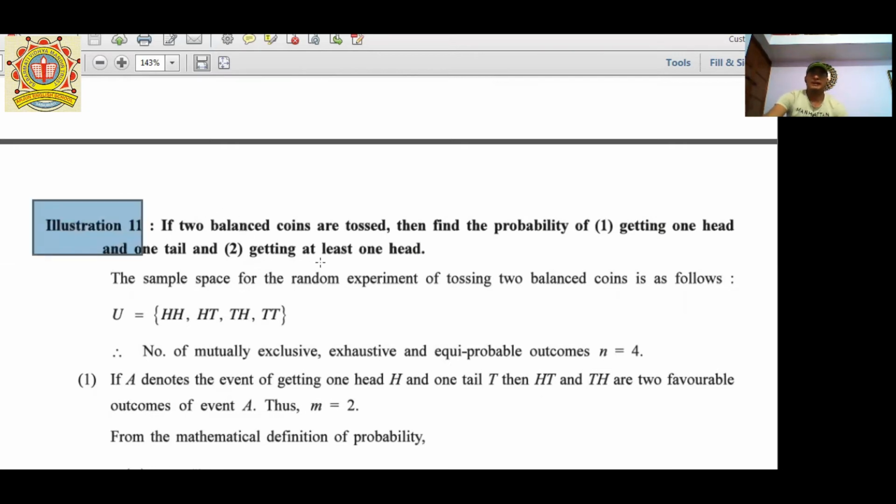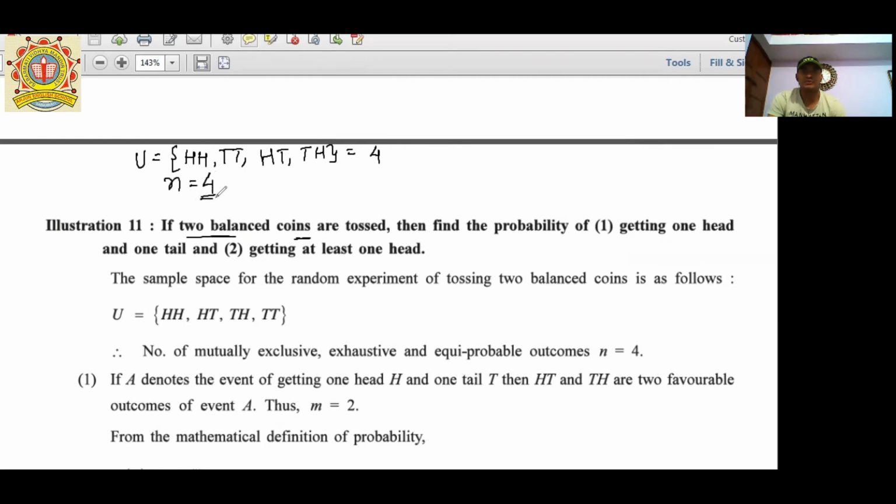If two balanced coins are tossed, find the probability of getting one head and one tail. So first of all, if two balanced coins are tossed, as I have said earlier in the first class, our total outcomes are HH, two tails, one head one tail, and one tail one head. So the total is 4. So we can say that n is equal to 4, the total number of possible outcomes.